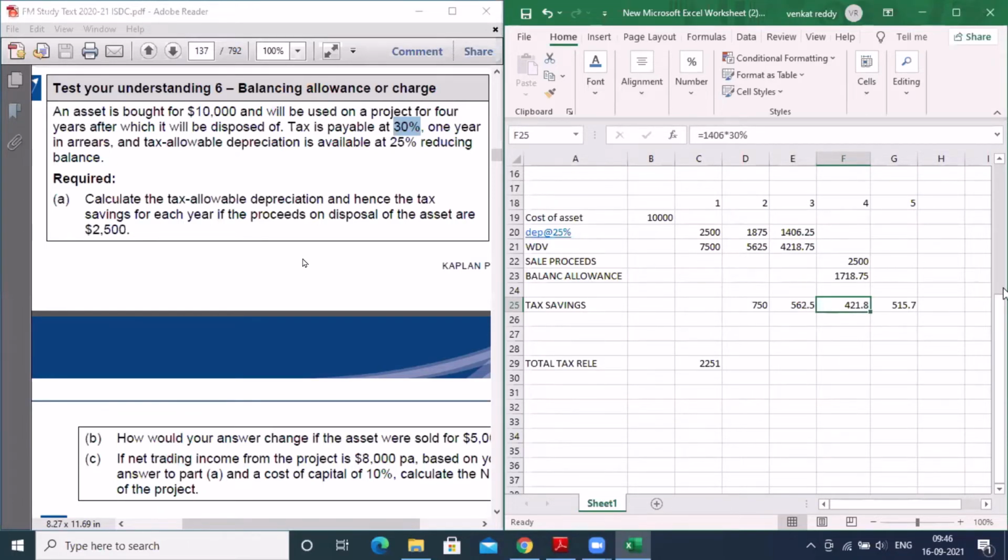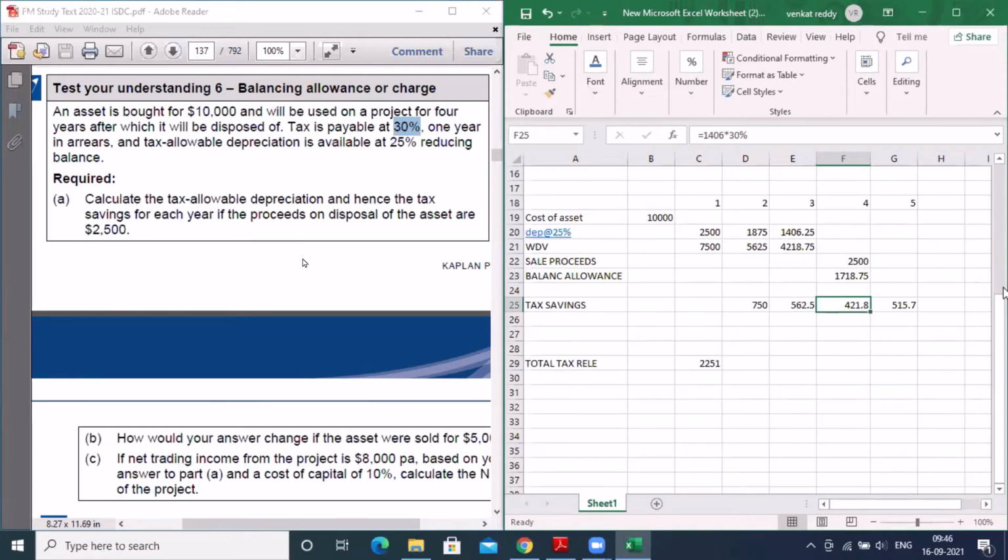And finally, in the fourth year, the asset was disposed for 2500. Now, whenever the asset is disposed, we won't calculate any depreciation. Instead of that, we calculate either balancing charge or balancing allowance. Now you need to clearly understand what this allowance and this charge are. Charge is nothing but paying extra tax. Allowance is nothing but a decrease in the tax.